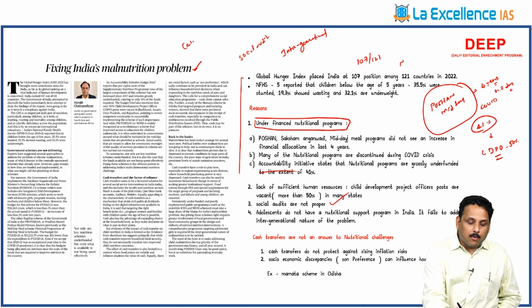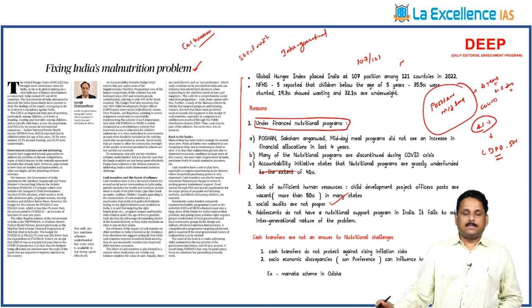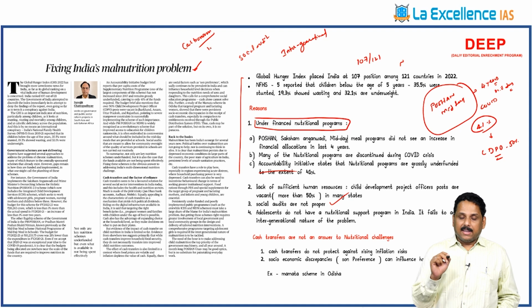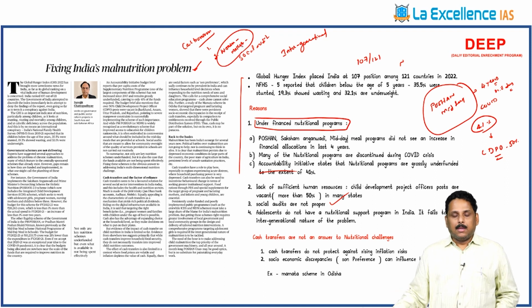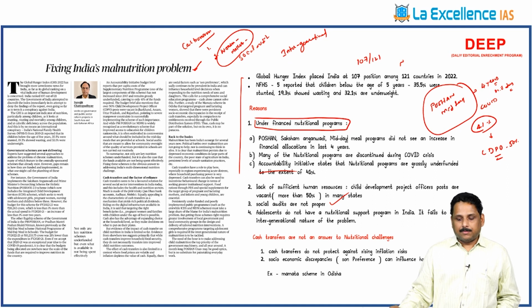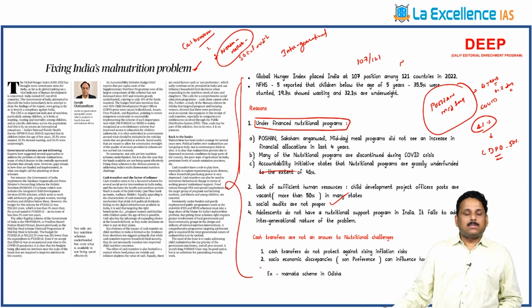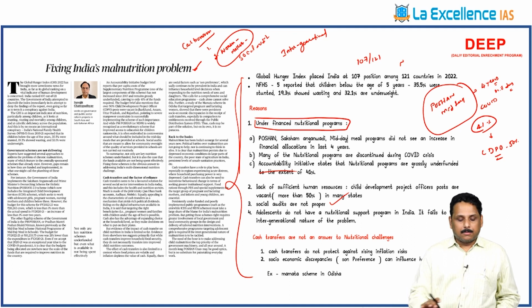Now, why can't we go for cash transfers? This is the easiest solution proposed. Remember that cash transfers do not provide you support or protection against inflation. And second are socio-economic discrepancies, like son preference in many households. Who has to be well nourished? A woman who is going to be a mother. So she has to be well nourished. But son preference brings a lopsided distribution of food across the dining table. So cash transfers cannot be an easy solution to the problem of malnourishment.